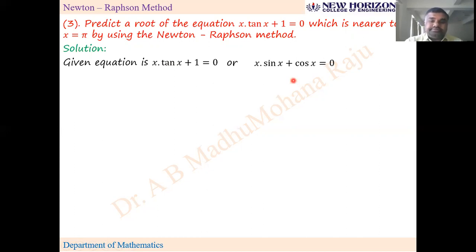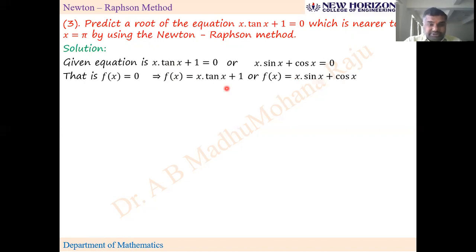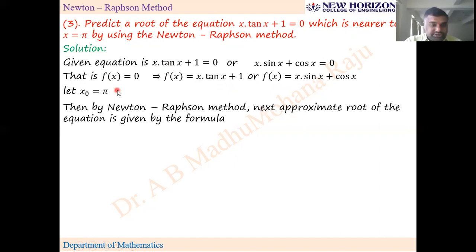So f of x is either x tan x + 1 or f of x is x sin x + cos x. See, you have to use the same pair. If you are going to use f of x as x tan x + 1, the same f dash of x you have to use. If you are going to use f of x as x sin x + cos x, the corresponding f dash of x only you have to use. x naught is equal to pi.